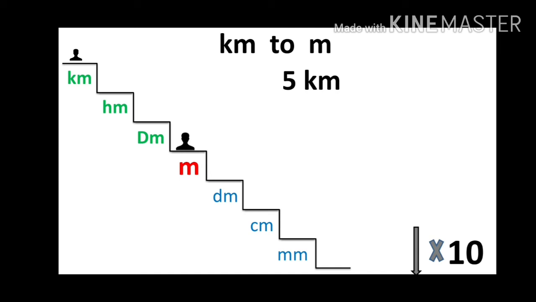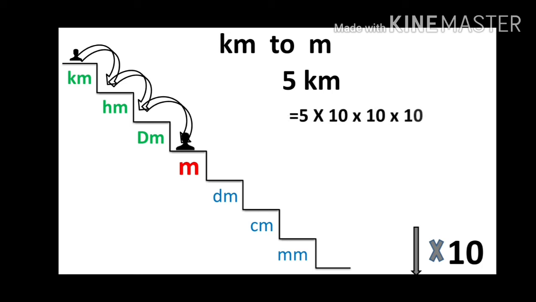So how many times will we multiply? We'll count the number of steps. Kilometer to hectometer, one step, hectometer to decameter, another step, decameter to meter is the third step. So there are 3 steps. So we multiply by 10 into 10 into 10, 3 times. So we get 5 into 1000. 3 steps, 3 zeros. That's the easiest way to remember. So we get 5000 meter. So 5 kilometer is equal to 5000 meter.